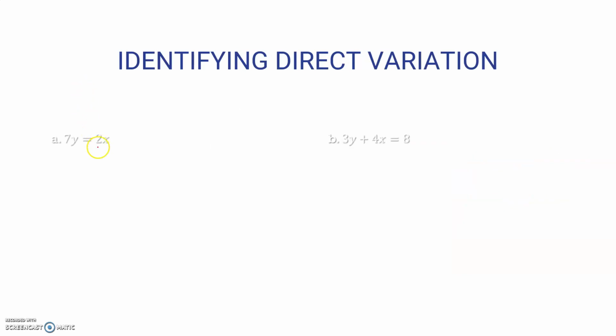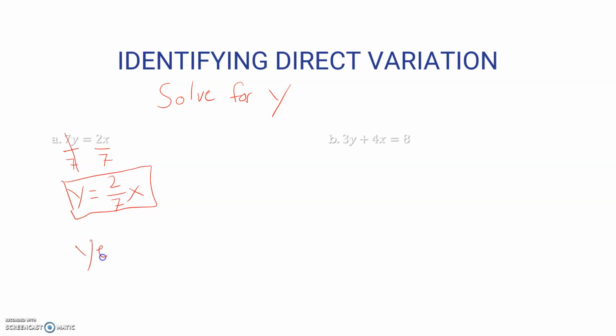So identifying direct variation, again, every time, our overarching goal is that we're going to solve for y. Once you solve for y, we can tell whether it's direct variation or not. So in problem number A, we need to get rid of the 7 by dividing both sides by 7. And so we end up with y is equal to 2 over 7 x. There's our final equation. And so is it direct variation? Yes. We have a constant slope, and so 2 over 7 is our slope. We have no y-intercept, nothing's written after the x. So yes, it is direct variation.